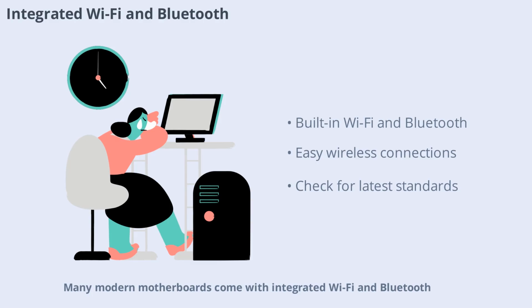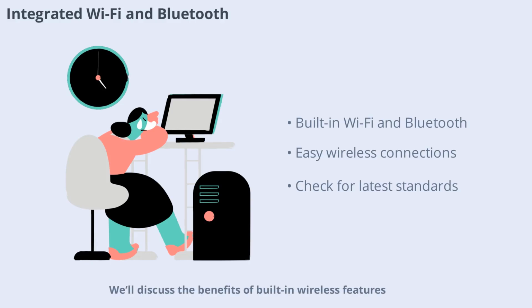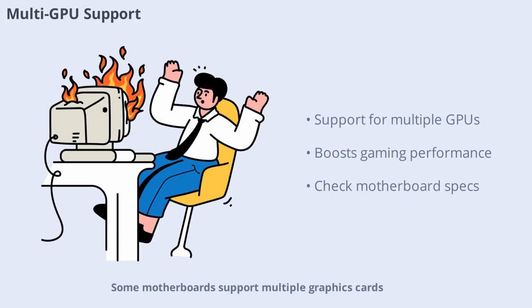Many modern motherboards come with integrated Wi-Fi and Bluetooth, making it easy to connect to wireless networks and devices. We'll discuss the benefits of built-in wireless features, what standards to look for, and how to ensure compatibility with your other devices.